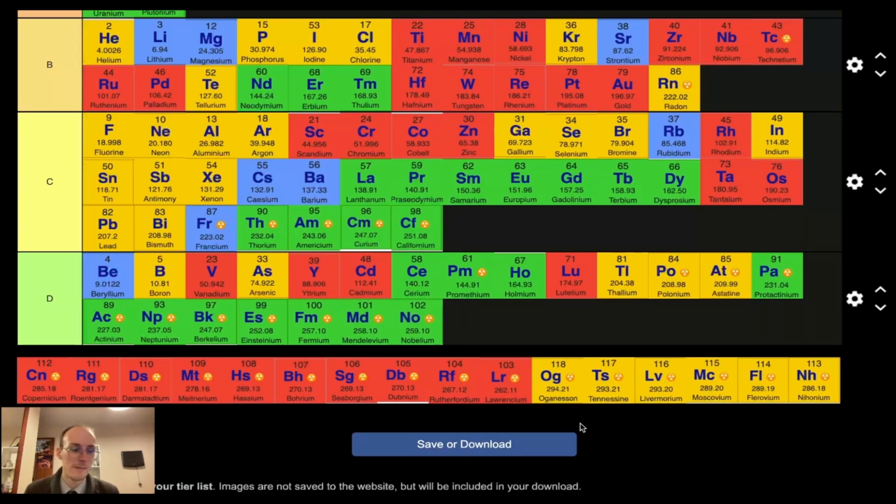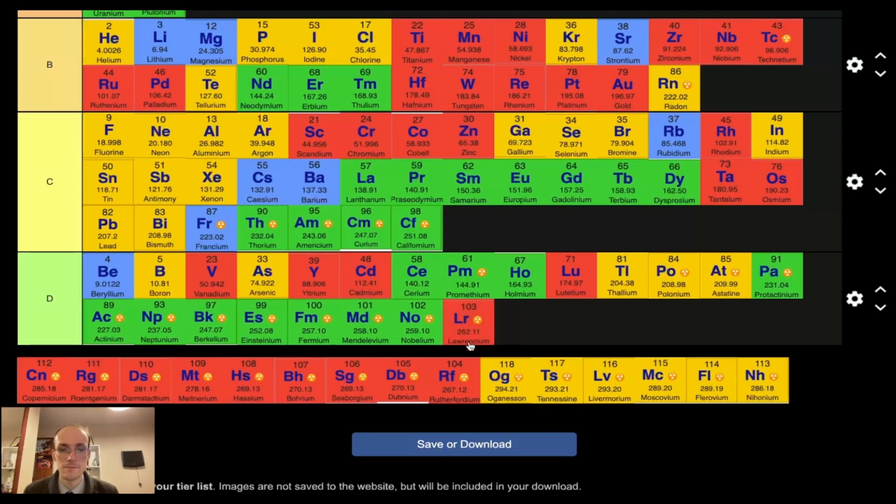Cool, D. Lawrencium, named after Ernest Lawrence. He was the inventor of the cyclotrons. All these heavyweight elements wouldn't exist without Ernest Lawrence. D. Rutherfordium, named after Ernest Rutherford.